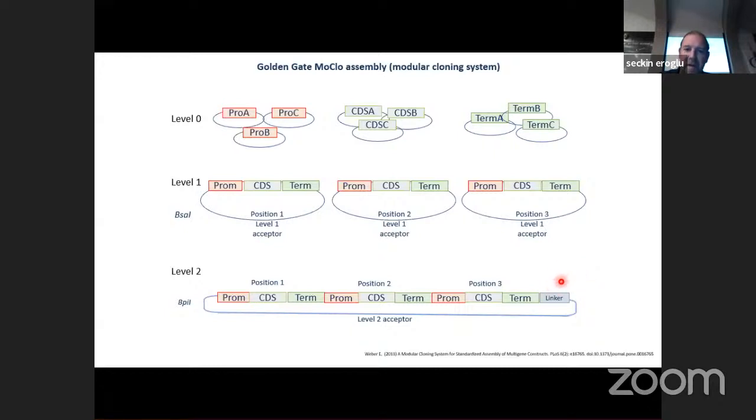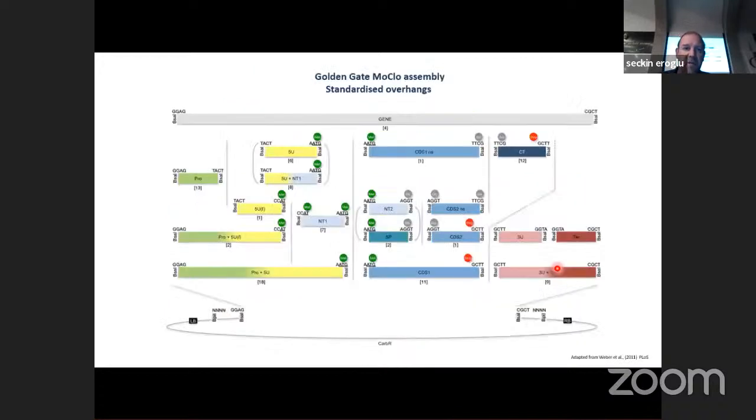And you need a linker here which links the very last component to the right border of the acceptor. As I said, we're using the MoClo system, and this has a number of set overhangs, which means that you can easily put together your promoters, coding regions, and terminators in a one-pot reaction.